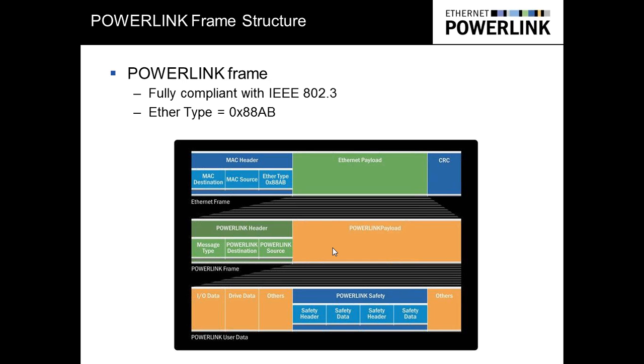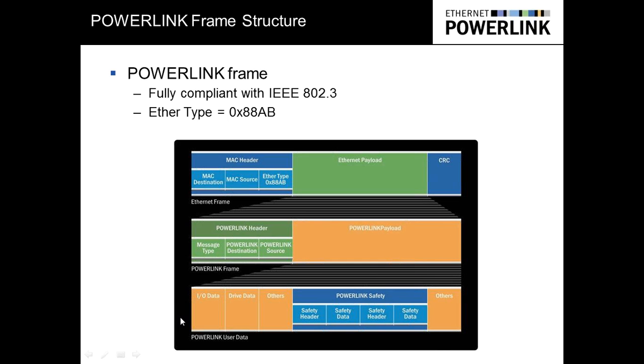Okay, so I mentioned before that POWERLINK is standard Ethernet. I just wanted to illustrate what that means. We're actually using standard Ethernet hardware and the standard Ethernet frame. So you have your MAC header, your MAC source, your destination, and this is your POWERLINK ether type. It's 0x88AB. That's your POWERLINK ether type, and that's registered. Within the Ethernet payload is where the POWERLINK data sits. Within that payload, you have your POWERLINK header, your message type, your source, your destination for POWERLINK, and then you have your POWERLINK payload itself.